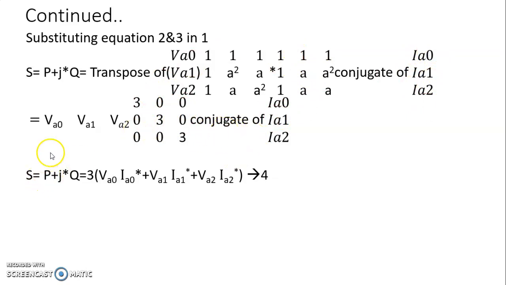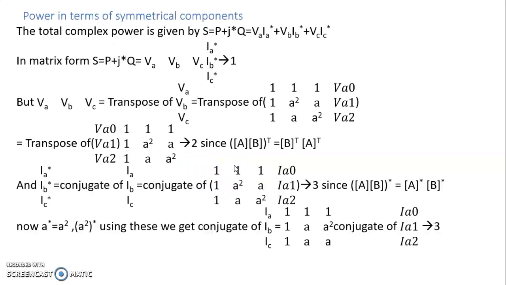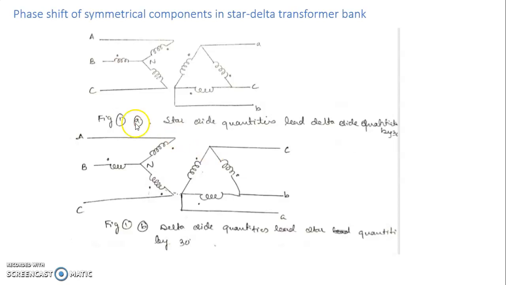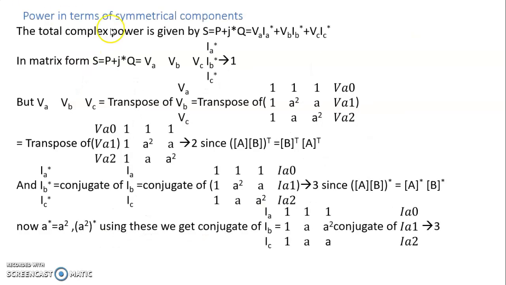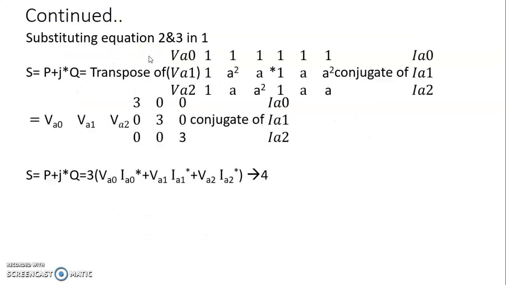Finally we get the complex power as 3 times VA0 IA0 conjugate plus VA1 IA1 conjugate plus VA2 IA2 conjugate. So these two derivations are important: the phase shift of symmetrical components in a star-delta transformer, and power in terms of symmetrical components. These two derivations will be asked for 8 to 10 marks.